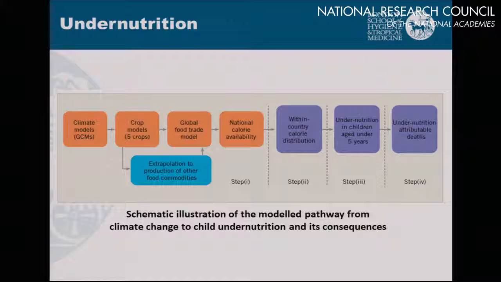So bearing all that in mind, we had to construct a special type of model. But even so, it's at this end of this very long chain. So it goes climate model, crop yield model, then it goes into a food trade model, then it's converted into national calorie availability through FAO methods. And then that outcome is what we converted into undernutrition using our health model, okay? So you can imagine the uncertainties that are propagated through that chain from model to model.